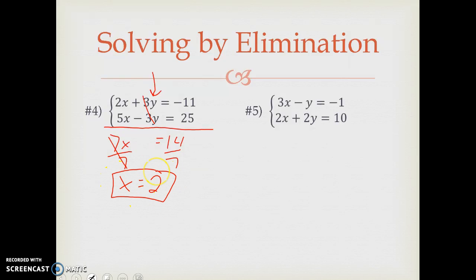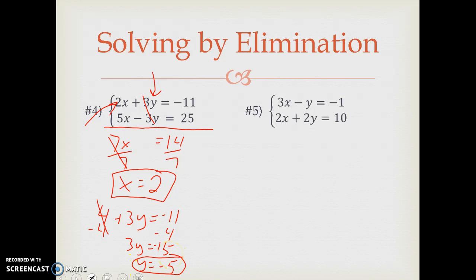But I'm not done yet. I have to figure out what y is. And so I'm going to use this top equation here. I have 2 times x. Well, that's 2 times 2, which is 4, plus 3 times whatever y is gives me negative 11. Well, if we subtract 4 from both sides, then we'll have 3y equals negative 15. And if I divide by 3, I'll get that y is negative 5. And so the solution for number 4 is the point (2, negative 5).